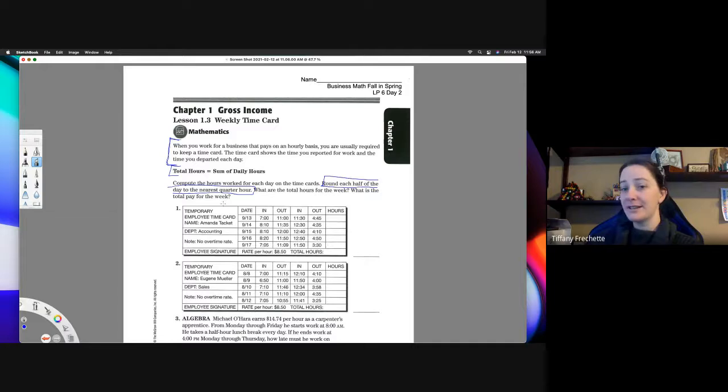Most places do not give you your exact time. They do some kind of rounding, where they're rounding to the nearest quarter hour. So it's very, very common.